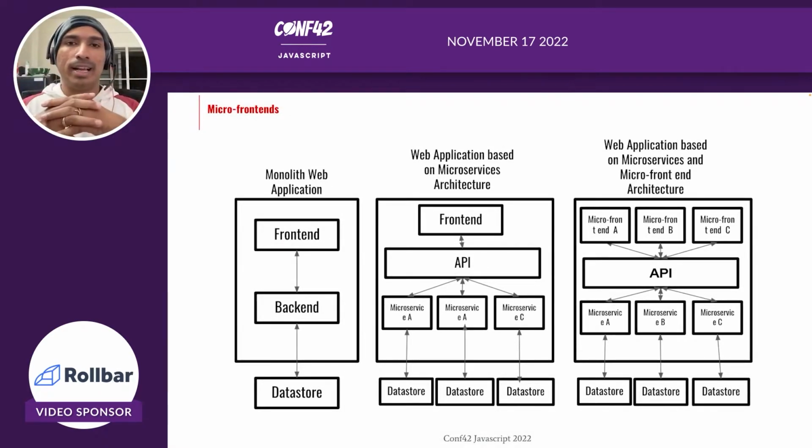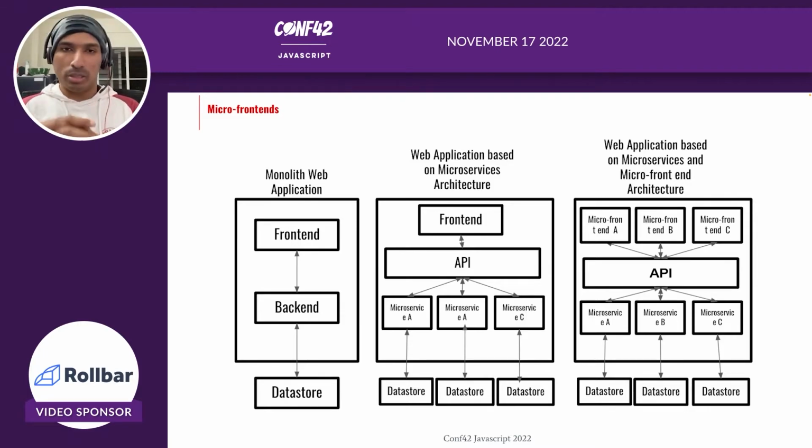So again, this slide will give you an idea how micro frontend looks like and how microservice looks like and how they differ. So the first one shows you how a monolith application looks like. You have your front end, you have your backend, and that backend connected to the data source. The request from the front end passes through the backend, and that backend fetches the data from the data source and passes on to the front end.